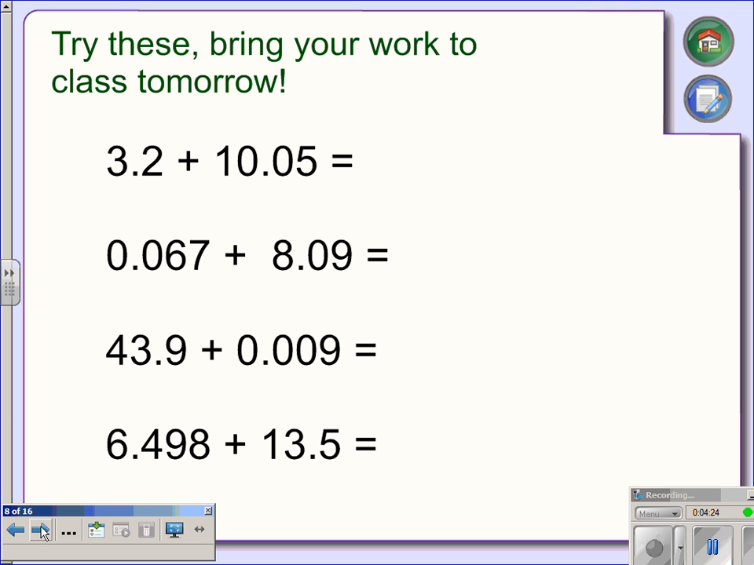Okay, what I want you to do is go ahead and look at these problems, write them down, bring them in tomorrow, showing all of your work for each of these 4 problems. So pause the video now and write them down.